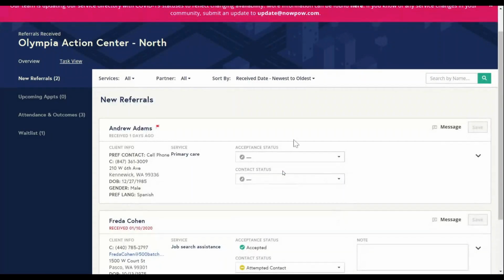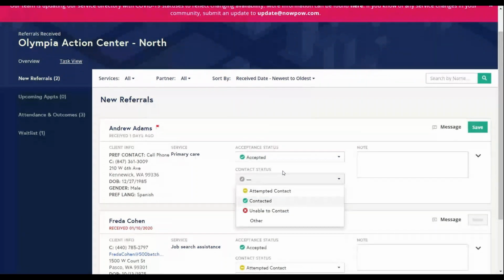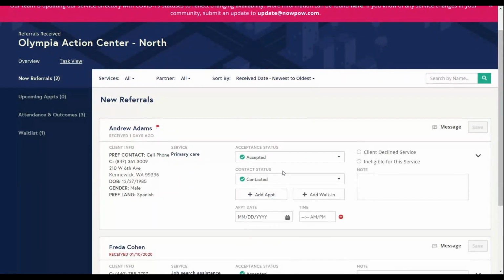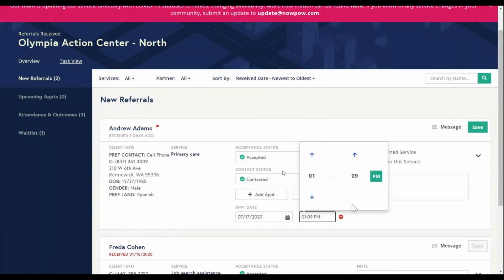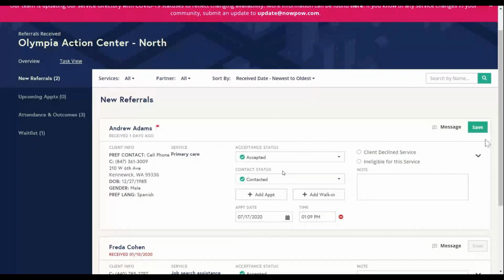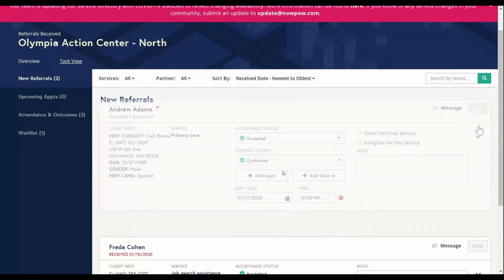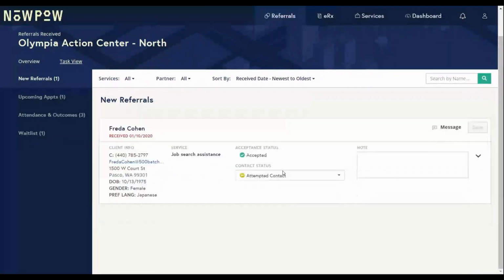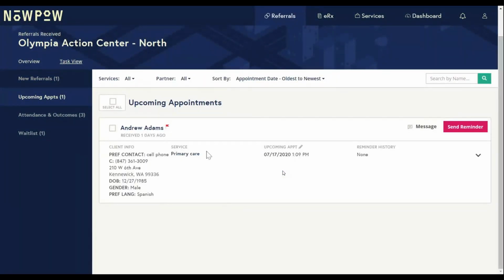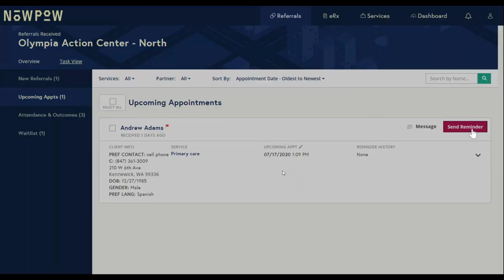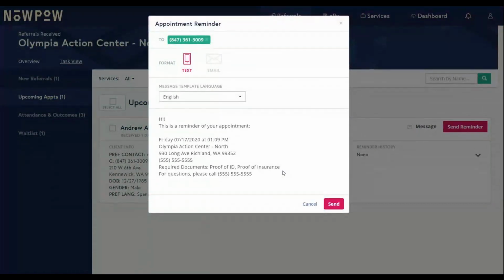And then also, once this is all accepted and contacted, if I added an appointment here, let's say that the appointment was tomorrow at 9 p.m., I could save that as well. And now that I've saved it, the appointment is now here, and we're able to find that it's here, and we have upcoming appointments. So it's moved to a different tab here. We could also send a reminder to the patient to remind them of their appointment.